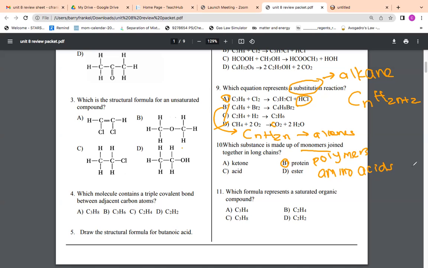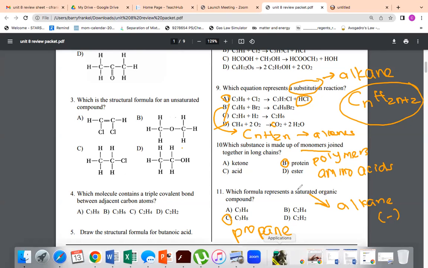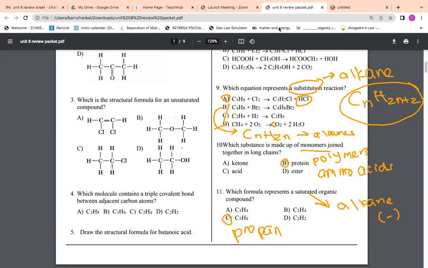Number 11. Which formula represents a saturated organic compound? When they say saturated, we mean alkane, or something that only has single bonds between your carbons. So again, you're actually just looking for something that matches this formula. Okay, and that again is going to be this. This is propane. That is saturated. All the carbons have 4 bonds around them, no double bonds, all single bonds.